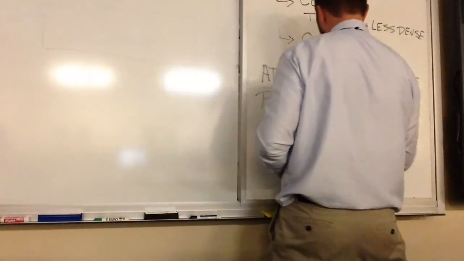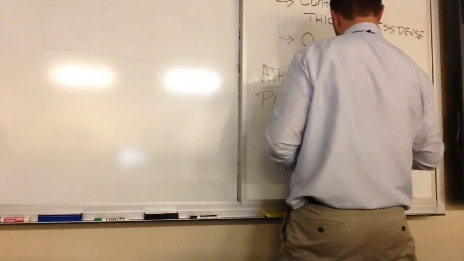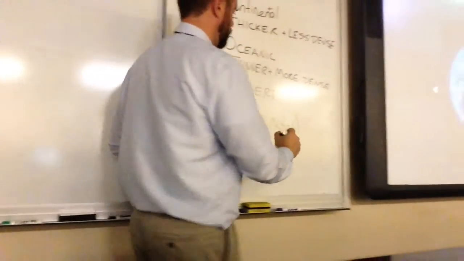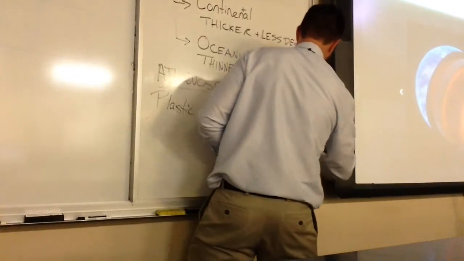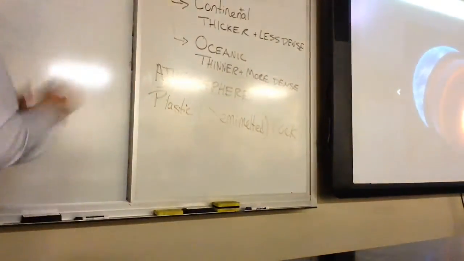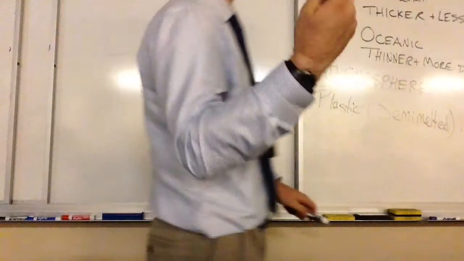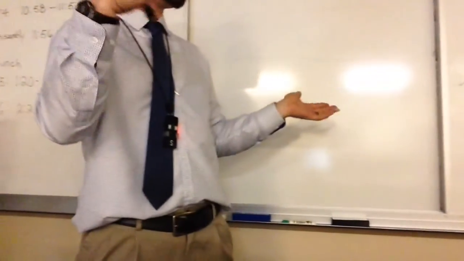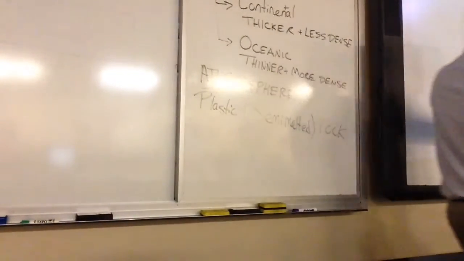I'm going to write semi-melted rock. Is this marker too dim? Okay. So plastic semi-melted rock that's there. So it's a layer in between. It's like the buffer between the liquid part and the solid part.